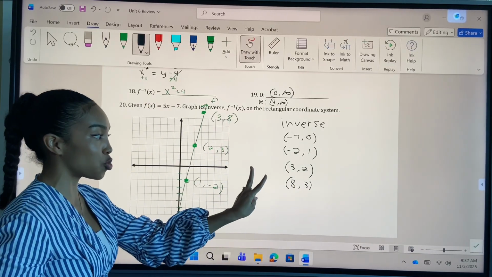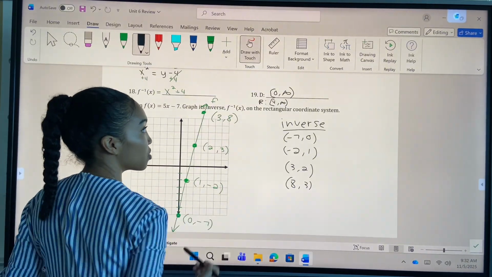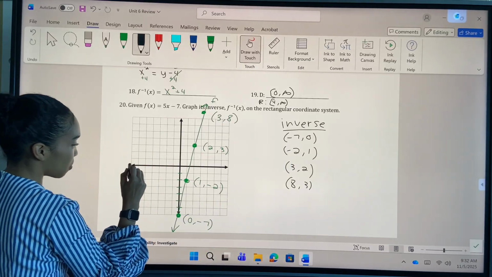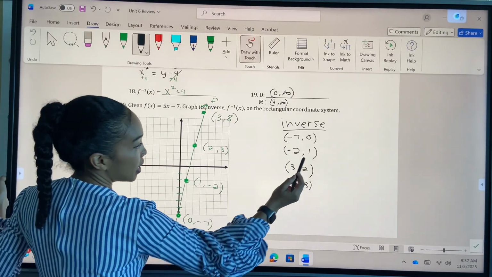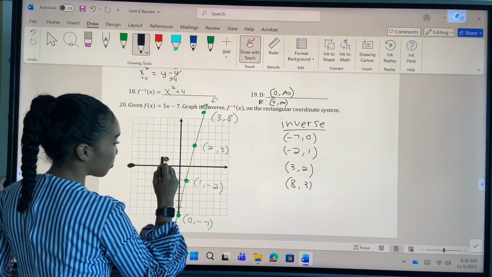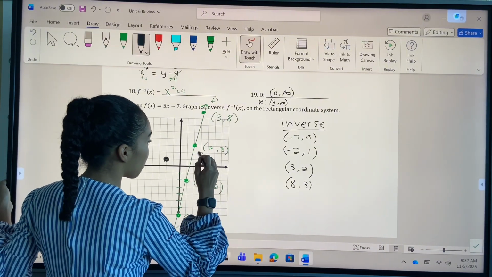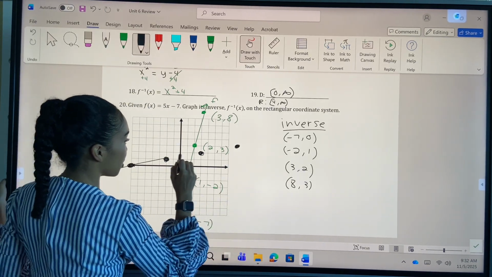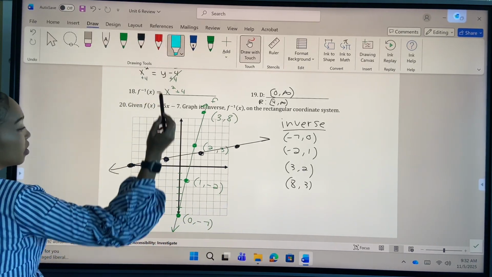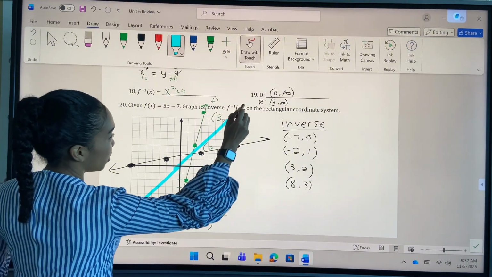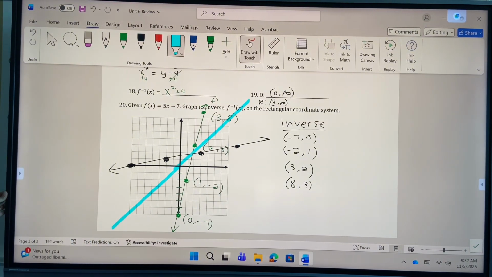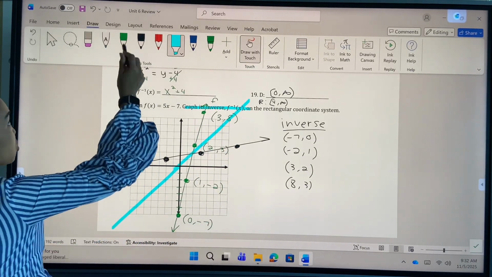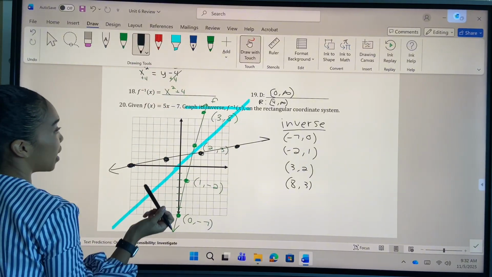All you have to do is switch x and y to find the inverse, just like you do when you're solving the equation. So I'll graph these. -7, 0 is right here. -2, 1 is right here. 3, 2 is right here. And 8, 3 is right here. So this is your inverse line. And notice, it reflects across the line y equals x. So the question asked you to graph its inverse, and you did. Now, if you wanted to do it algebraically, you can. So let me show you that part as well.